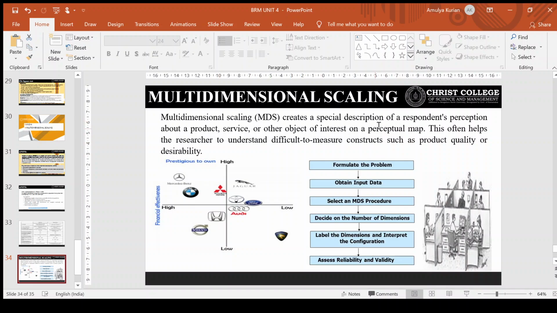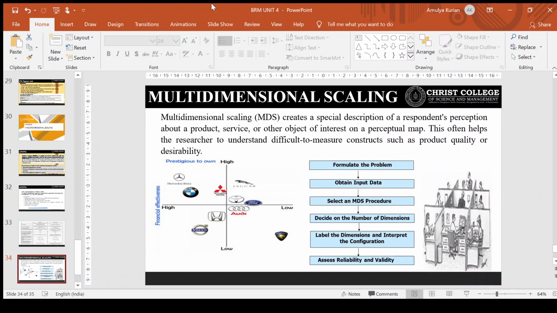Multidimensional scaling creates a spatial description of the respondent's perception about a product, service, or other object of interest on a perceptual map. This often helps the researcher to understand difficult-to-measure constructs such as product quality or desirability. When we have to compare something which cannot be quantified, like product quality and desirability, which are based on certain different parameters, in such cases we will be using multidimensional scaling. It is a non-parametric test, or a non-parametric way of doing things.